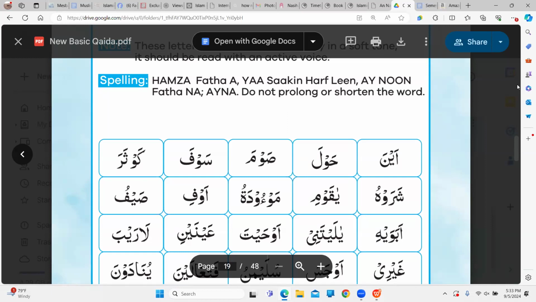Always on sakin, yes. So we teach them falaqa, but then you say now you have to stop. So when you stop, it becomes sakin, so it becomes qaf sakin qalqala, falaqa.